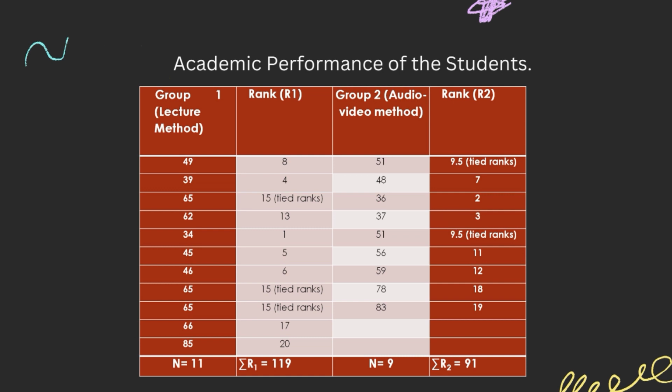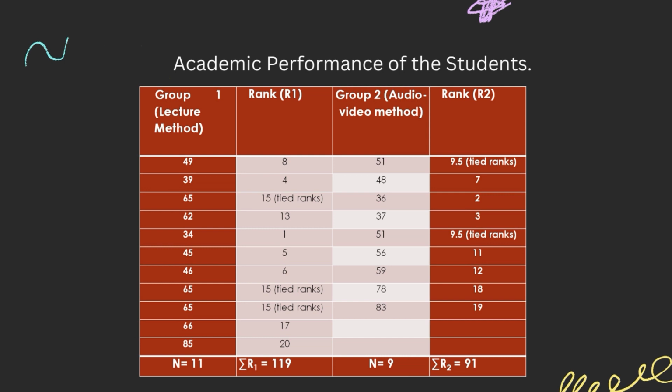You can see here the total sample size is n equal to 11, and now the summation of ranks is computed. In the R1 column, the total summation value is 119, and in the group 2 category, the summation of ranks R2 is 91.